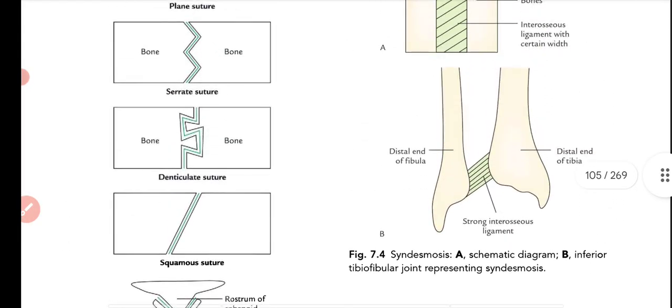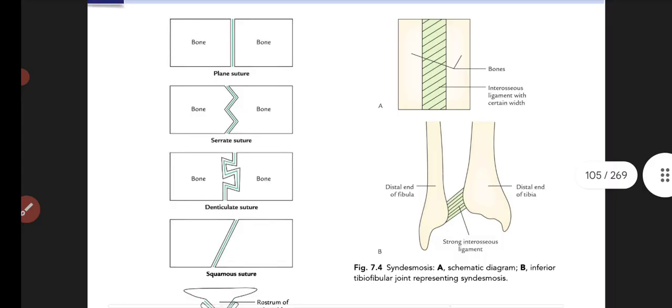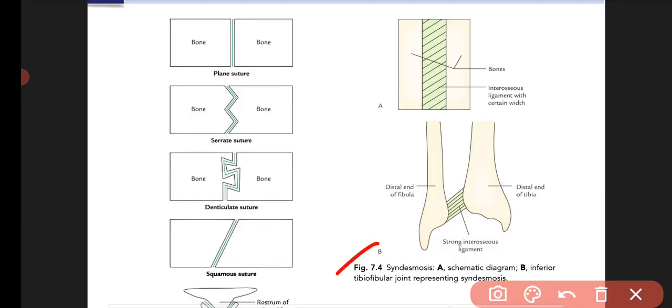Here is an example of syndesmosis. You have to draw the syndesmosis in between the distal tibia and distal fibula.